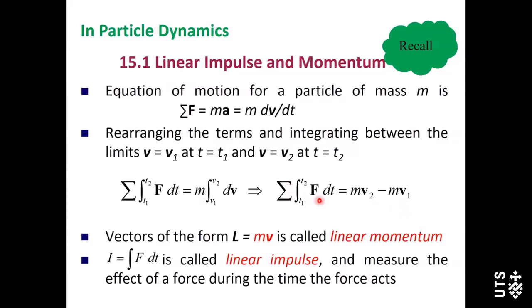In this equation here, mv is the linear momentum of a particle. The integral of F with respect to time t is called linear impulse. It measures the effect of a force during the time the force acts, for example here, from t1 to t2. Both linear impulse and momentum are vectors. They have magnitude and also direction.